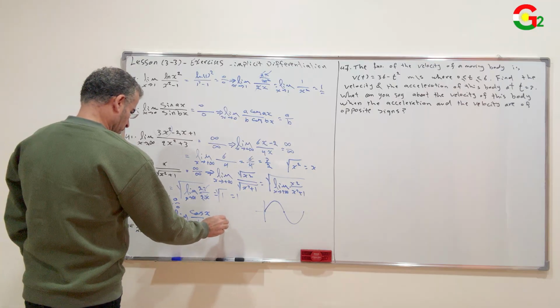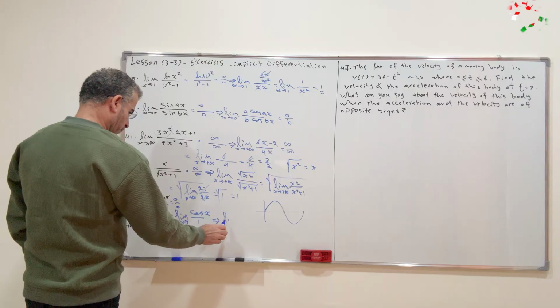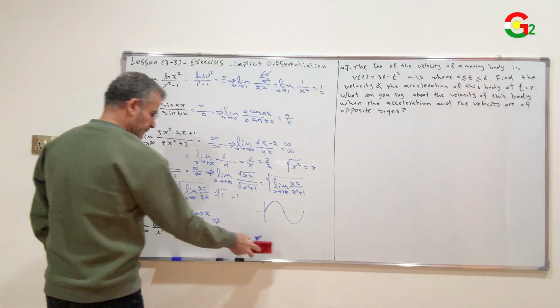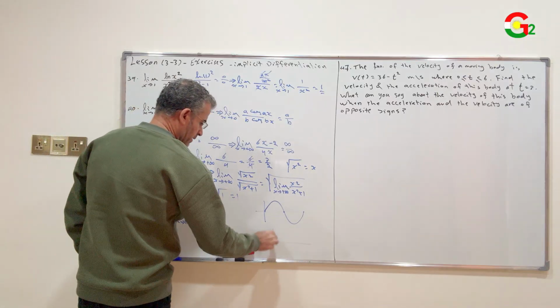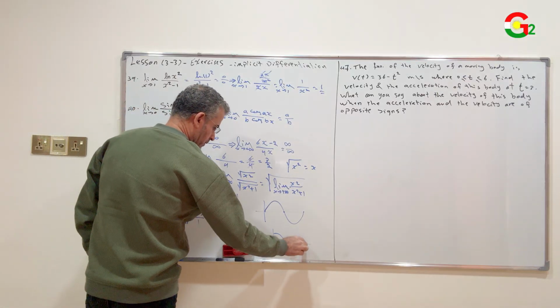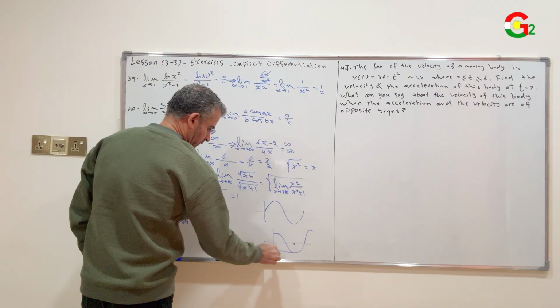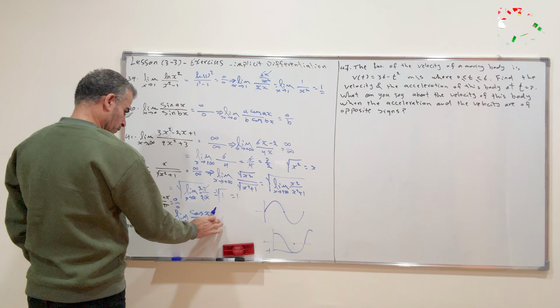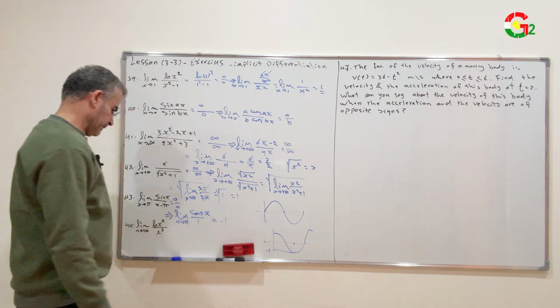Then the result is limit cosine x when x approach to pi, cosine pi is negative 1 equal to negative 1.